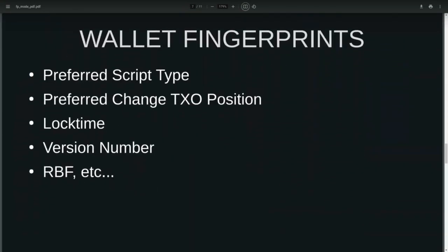That's just a handful of heuristics that are being used and leveraged to fingerprint users and track them. So here's a handful of things that can be used to deduce wallet fingerprint, right? Does it have a preferred script type for spending? Does it have a preferred TXO, change position, lock time, version number, replaced by fee, etc.? All of these can be used to fingerprint a wallet.